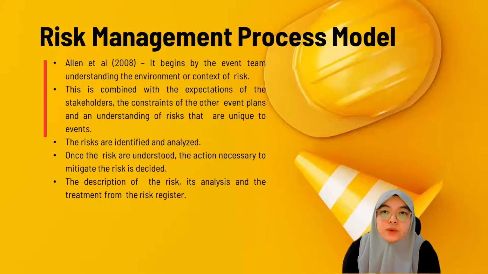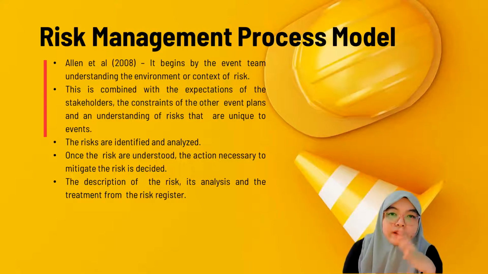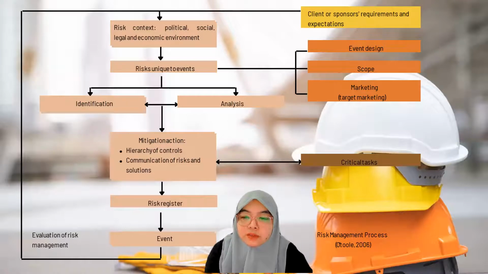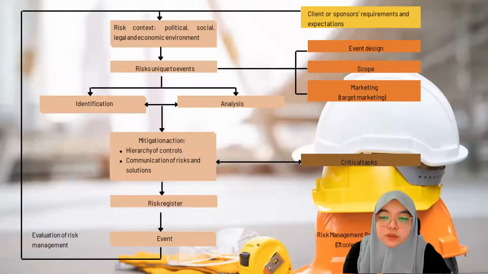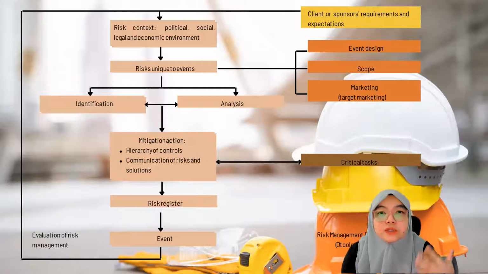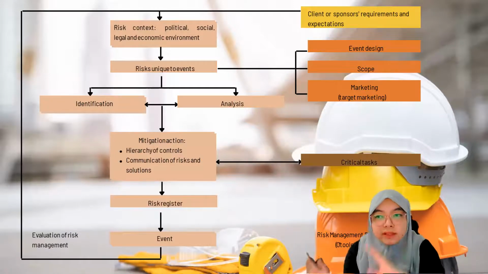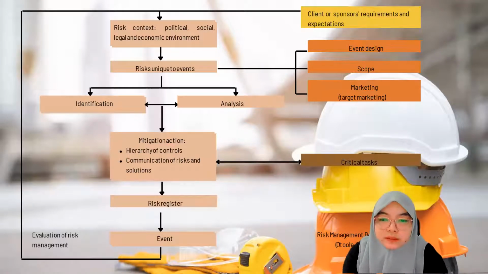Okay, so we are going to check on the risk management process model. This is basically the process model. You can see it is a risk management process by Utul 2006. As you can see here, the first one is risk context. It covers the political, social, legal, and economic environment, which I will explain later.